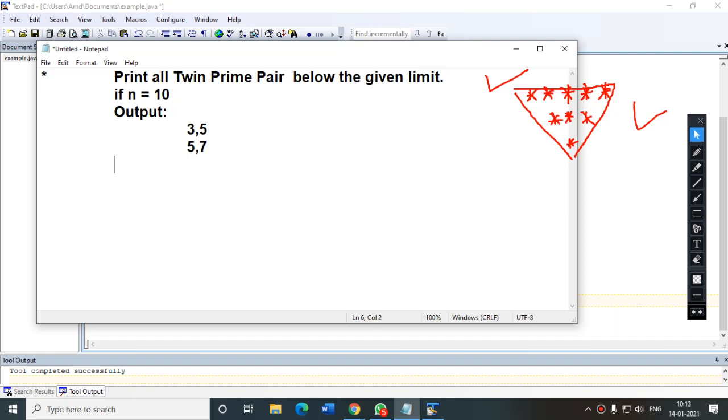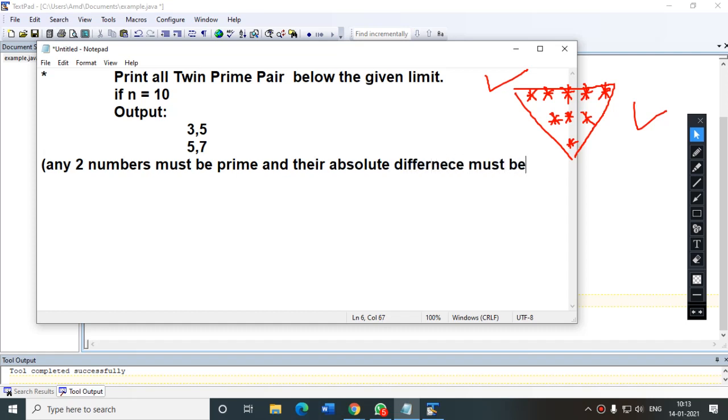Please try to understand. Any two numbers must be prime and their absolute difference must be 2. Please try to understand the meaning. So what are the twin prime pairs?